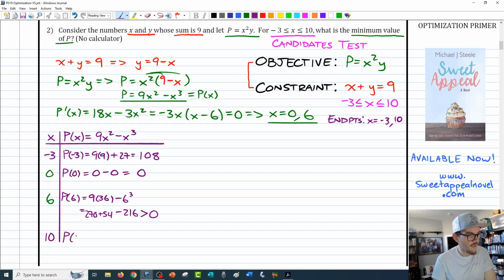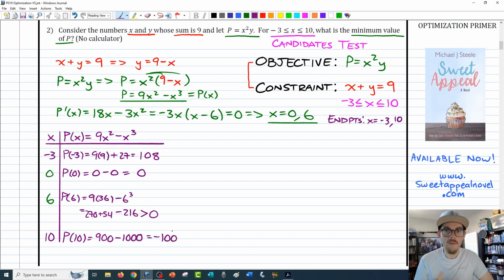Last but not least, if I plug in 10, that's going to give me 9 times 100 minus 1,000, and oh, that's actually pretty big here. 900 minus 1,000 is negative 100. And by the way, when I said that's pretty big, I mean it's big for us. It's going to open up this problem because this is our smallest value. In fact, I would say this is our minimum, which is great.